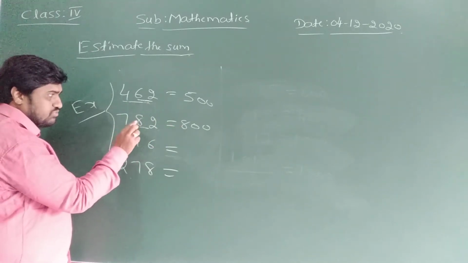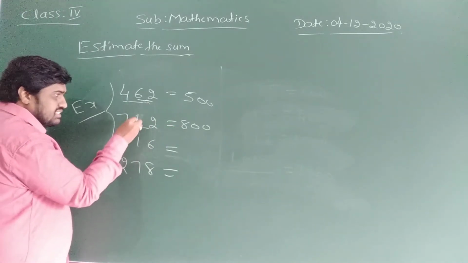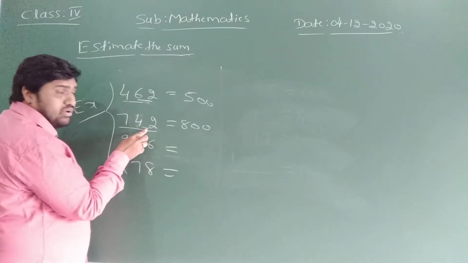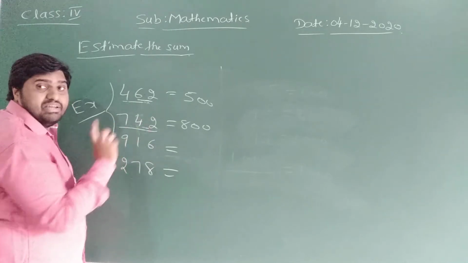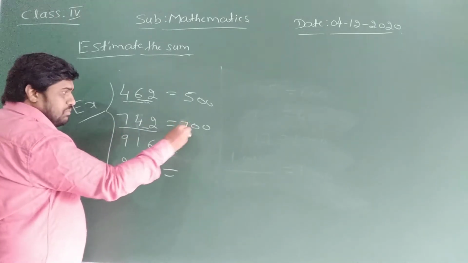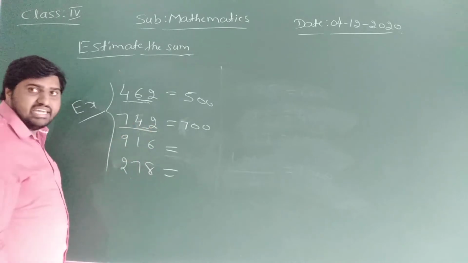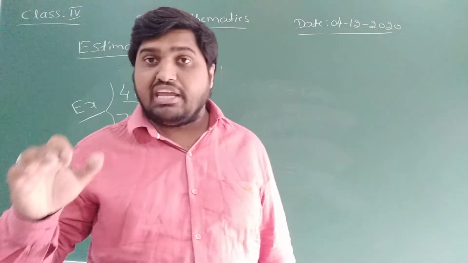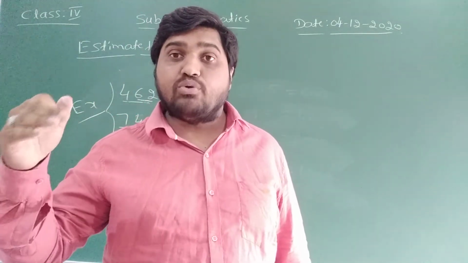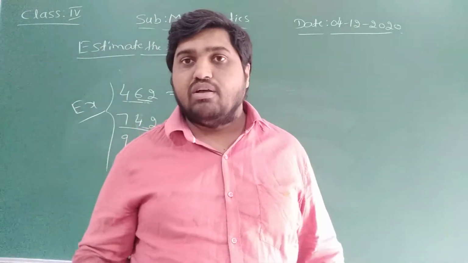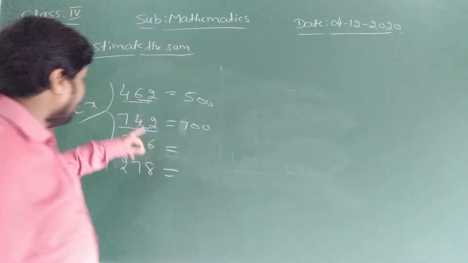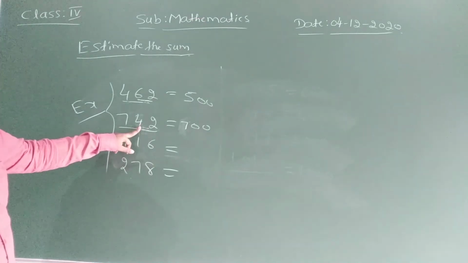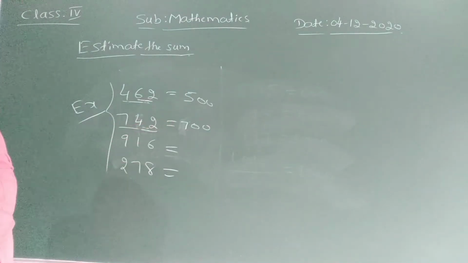Suppose instead of 782, if it is 742, how to round off, children? 742, we have to round off 742 as 700. Okay, because here 42 is there. If it is 50 or more than 50, then you have to go to the nearest 100. For example, 42 is there, it is less than 50. Therefore, how to estimate or how to round off? 700.